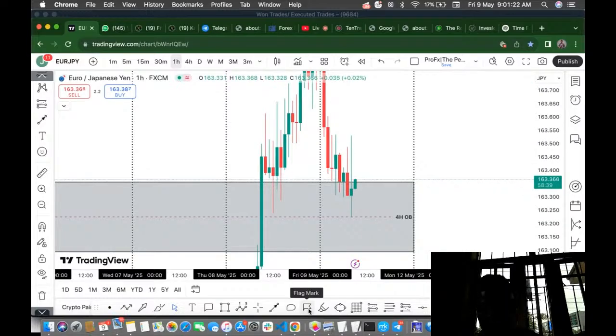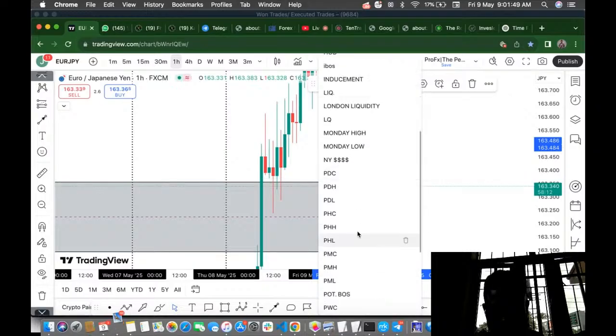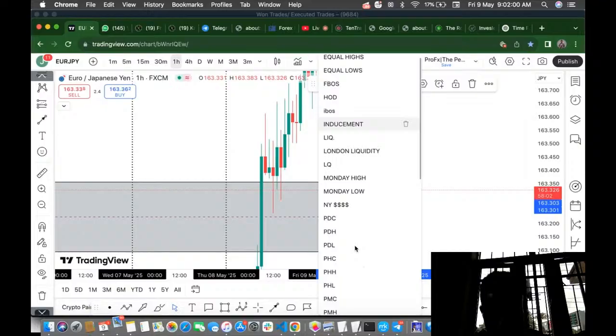Let me start buying. So you can start buying now. Buy EJ, buy, buy, buy. Why do I say buy? Because this is the 1 hour previous hour high, PHH, and what? Previous hour low, PHL. And we saw clearly that we are currently bullish, right?